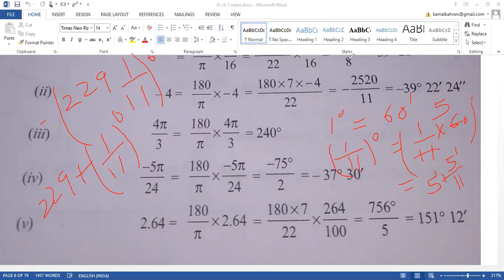Clear? Now you have to again convert 5 by 11 minutes into seconds. You can take the approximate value. Come to the chat box and let me know. I will do. We know that 1 minute is equal to 60 seconds. So 5 by 11 minutes will be equal to what? 5 by 11 into 60 seconds. So you can divide again. You can divide it and let me know what will be the answer.